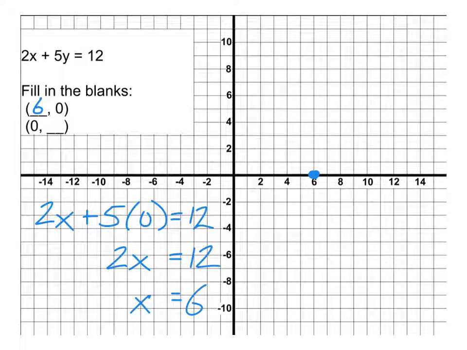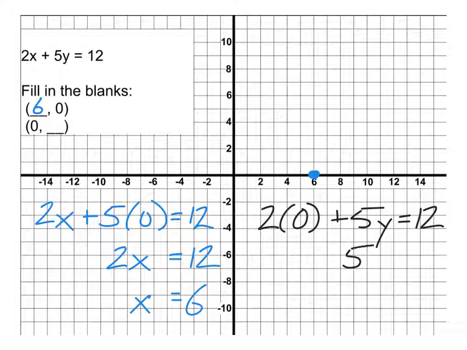I repeat the process for the other point here. So I want to figure out what is going to make us have a point with an x-coordinate of 0. And so I go 2 times 0 plus 5y equals 12. And I solve that. And notice again, by plugging in 0, really all I'm doing is saying 5y equals 12 and solving that. Now when I do that, I end up with y equals, let's see, what would that be, 2.4?